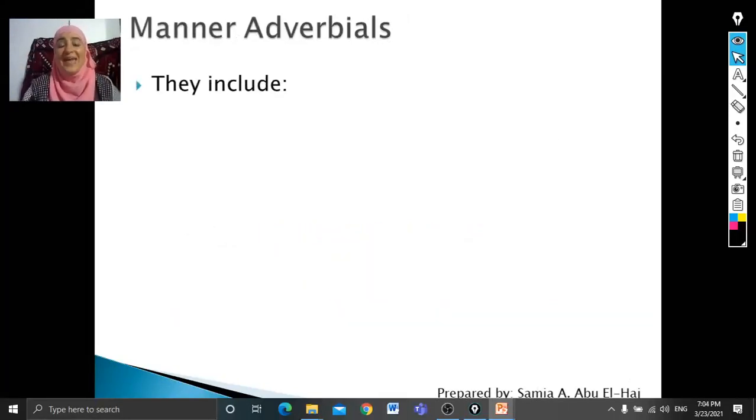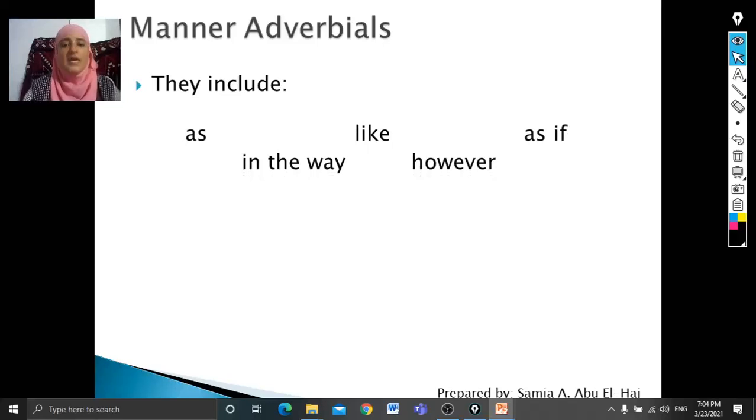Now for manner adverbials, we have those 5 words, only those 5: as, like, as if, in the way, and however. Notice however, one word. Notice in the way. Okay, now as if, not if alone. If alone, condition. As if, manner. Manner means the way something happened, the way the verb happened.